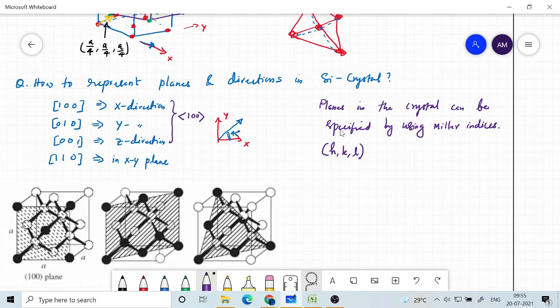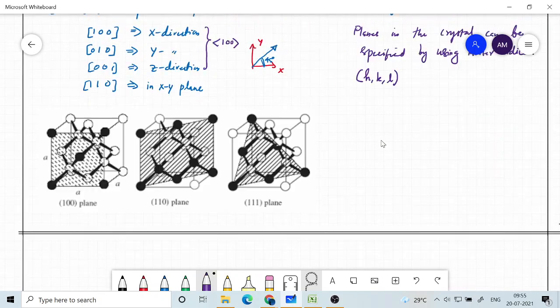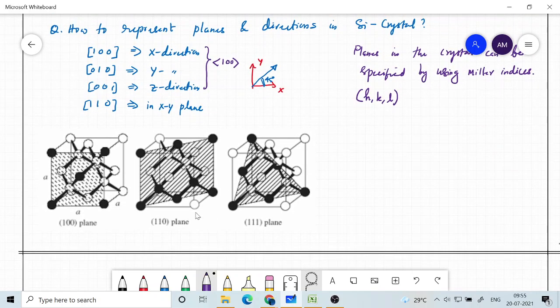Now what are these H, K, L? First of all, you consider a plane. For example, here three different planes are shown in this diagram. In order to get the values of H, K, L, the Miller indices corresponding to a particular plane, I have written the Miller indices 1, 0, 0, 1, 1, 0, 1, 1, 1. Now how do we get this? We need to go in steps.